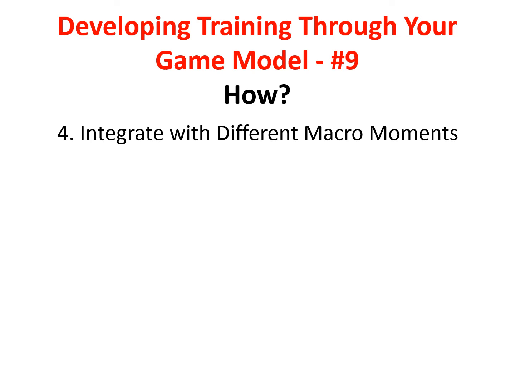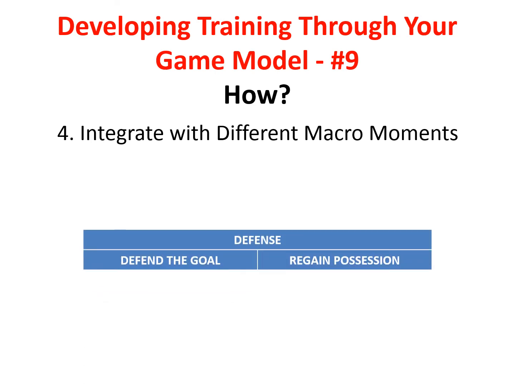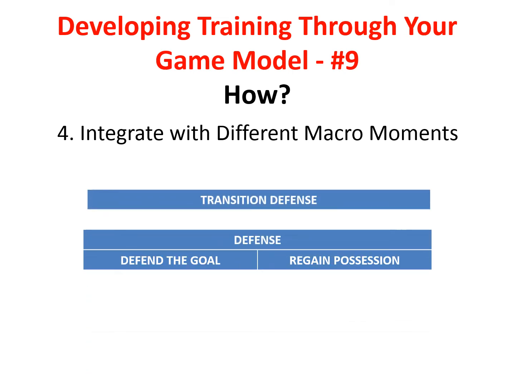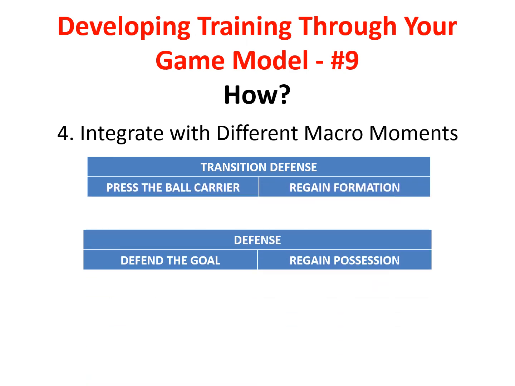Step number 9, now you can integrate with different macro moments. So we had defense, defend the goal, regain possession. Then as we saw in the loop in, I think it was step number 2, we integrate with different macro moments. And now you're going to recreate a scenario where you've defended the goal, you've made them go wide, you've made them turn the ball over, and now you're going to add in, once you regain possession, how do you move the ball after that?